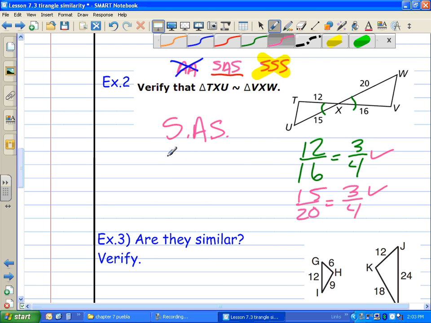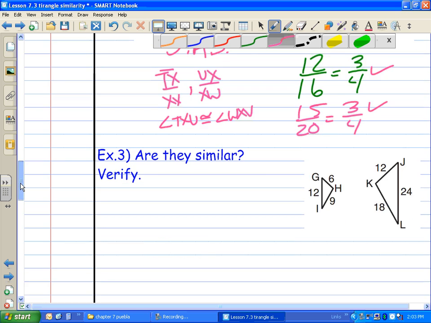If you needed to write it out, you could say side TX is proportional to XV. And UX was proportional to XW. And we said that angle TXU was congruent to angle WXV. Basically all this is your support, but you also supported it here because you proved the ratios were proportional. And then you just told me side, angle, side. Let's go to the next one.